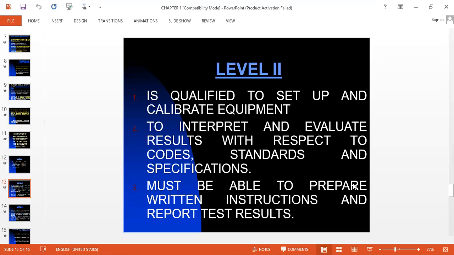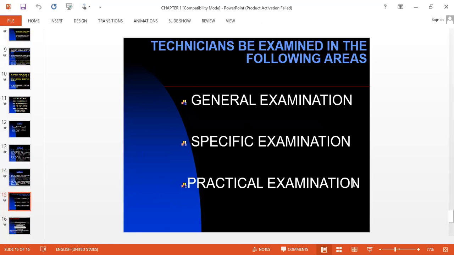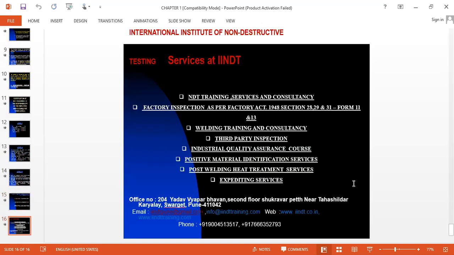But level 2 is qualified to set up and calibrate equipment, to interpret and evaluate results with respect to code standards and specifications. He must be able to prepare written instruction and report test results. And level 3 must be capable and responsible for establishing techniques, interpreting codes and standards, and the test method and technique to be used. He must have a practical background in the technology and be familiar with other commonly used NDT methods. In general, for level 1 and level 2, there is a general examination, specific examination, and practical examination.